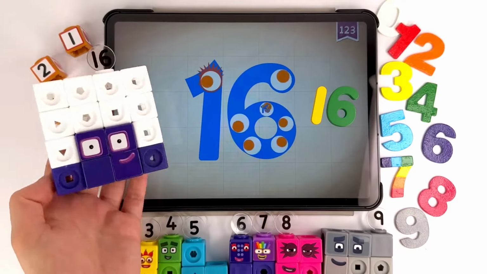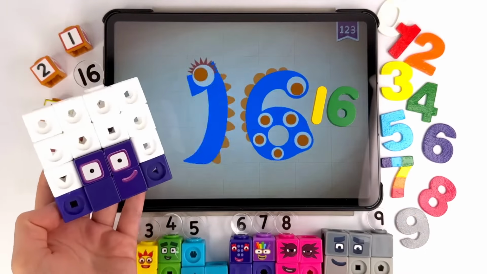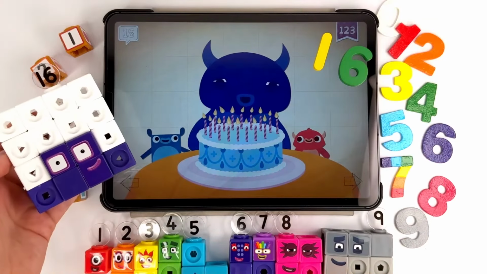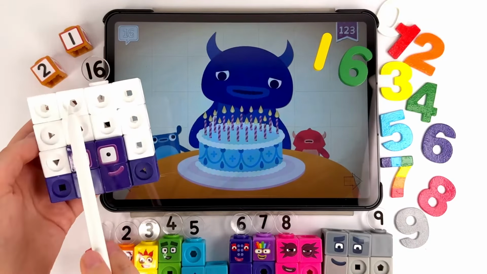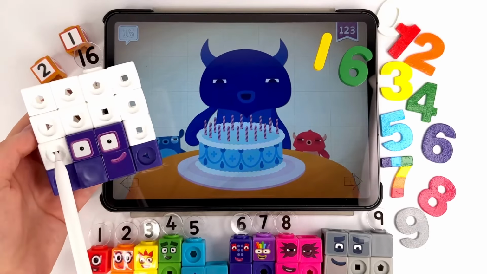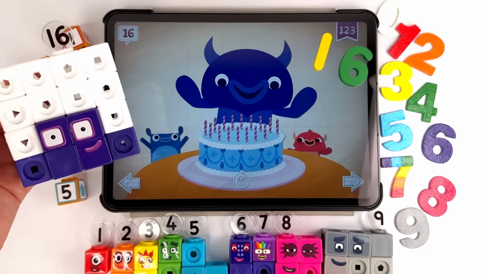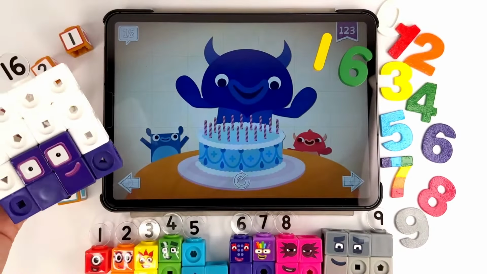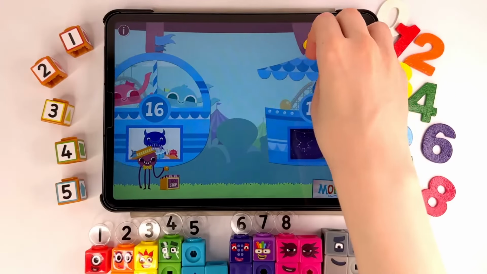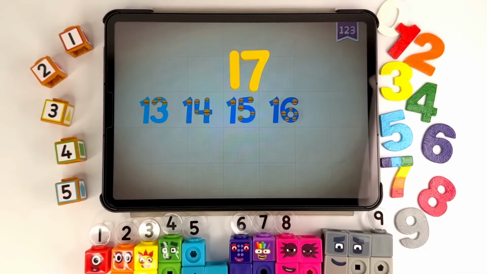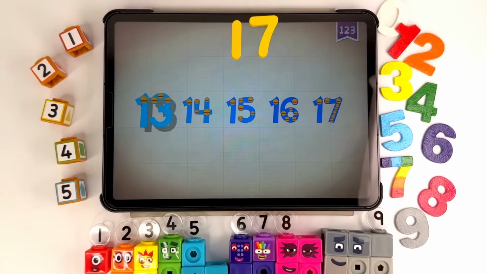13, 15, 16. 16 candles on his birthday cake. 16. And next number. Next number. 17. Count by ones, starting at 13. 13, 14, 15, 16, 17.